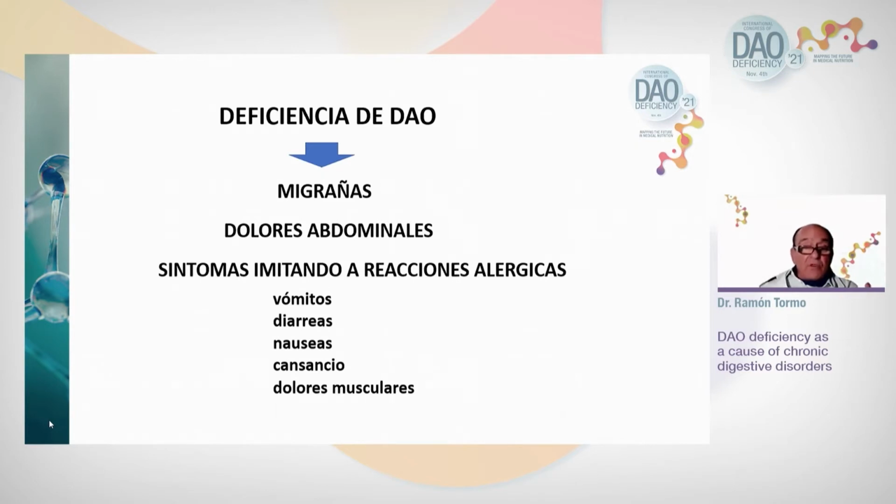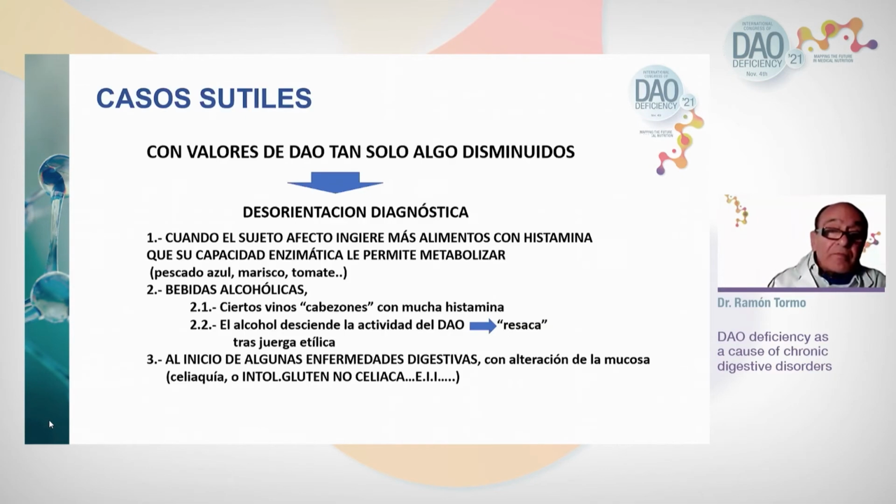This DAO deficiency produces migraines, abdominal pain, and some symptoms that we'll agree imitate allergic reactions. For example, vomiting, diarrhea, nausea, fatigue, muscle pains. And we have to take DAO deficiency into account, because quite generally we don't think too much about it. We think about fibromyalgia, reflux, but we have to take into account that that's one of the ways of manifestation of this DAO deficiency. There is something that I think we mentioned this morning, subtle cases with just slightly diminished DAO values, and this is something that leads to misdiagnosis.